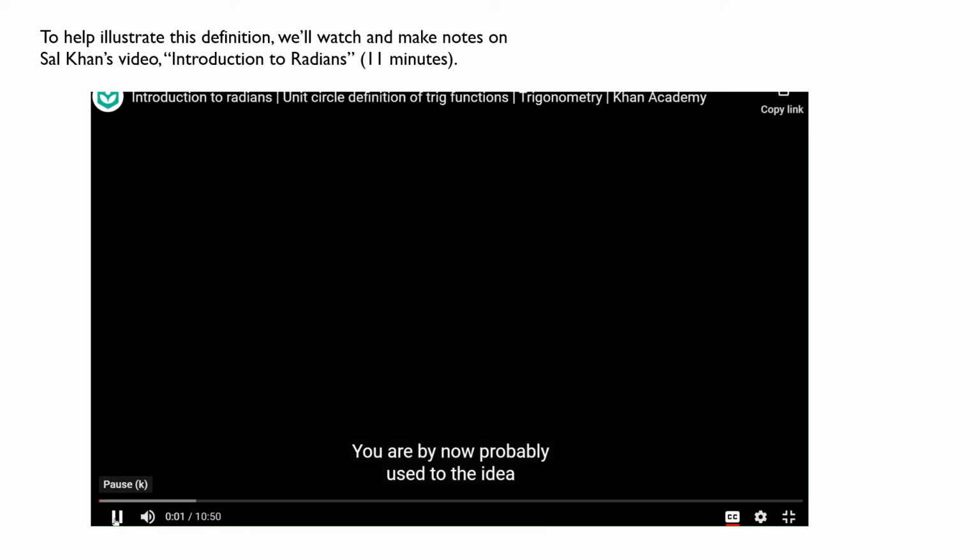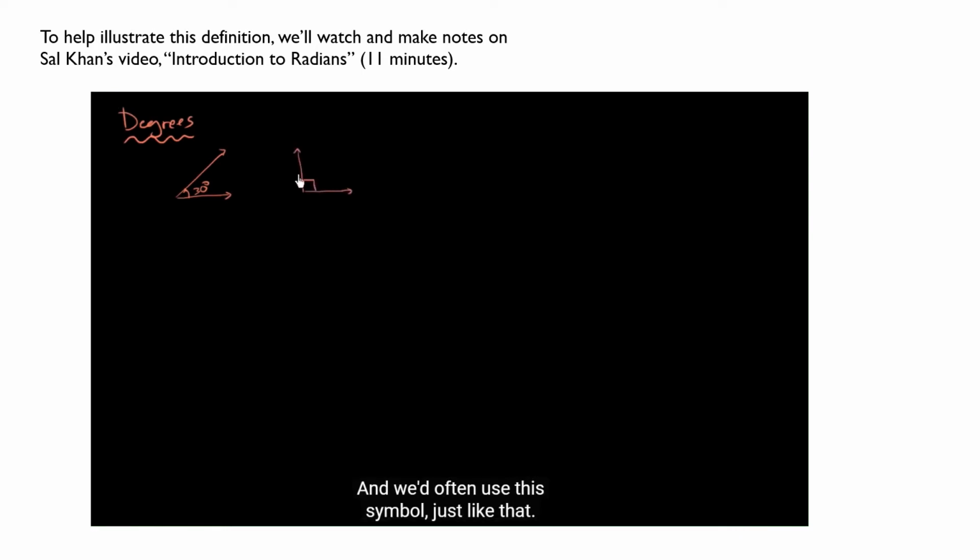You are by now probably used to the idea of measuring angles in degrees. We use it in everyday language. We've done some examples on this playlist where if you had an angle like that, you might call that a 30 degree angle. If you have an angle like this, you could call that a 90 degree angle, and we'd often use this symbol just like that.